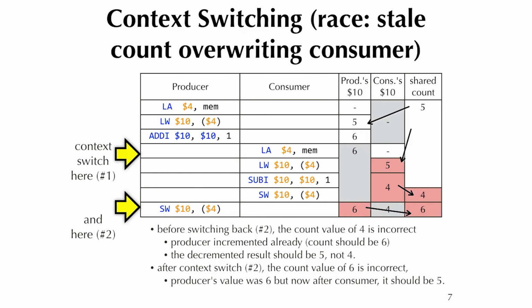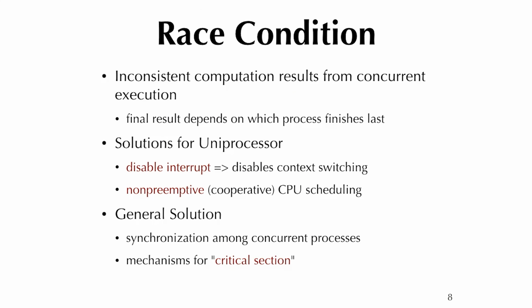So this is just one example. Of course, you can imagine different ways of interleaving the code to really mess things up. This is because there's no synchronization in the two updates to the shared variable. And this kind of thing is called a race condition. It's very hard to reproduce. You run it once, who knows when it's going to context switch.